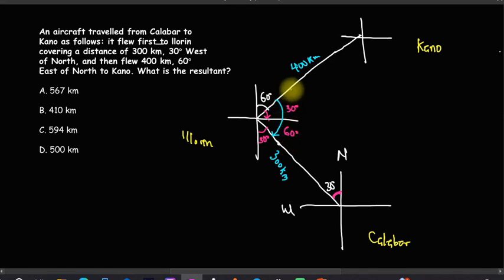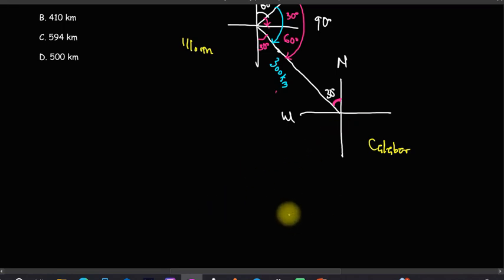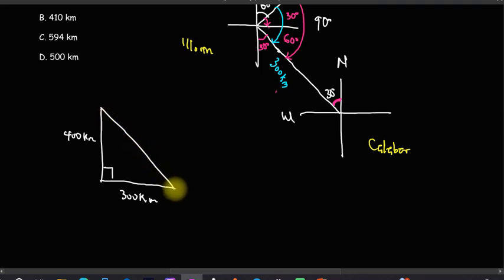So the total angle in between the two vectors, 400 kilometers and 300 kilometers, is 90 degrees. So to find the resultant, we can apply Pythagoras using a right angle triangle, because this is 90 degrees obviously. We can use an easy method and just say, okay fine, because that's 90 degrees, we can just put 400 kilometers here and 300 kilometers here, and then find the resultant. So the resultant is going to be the hypotenuse.